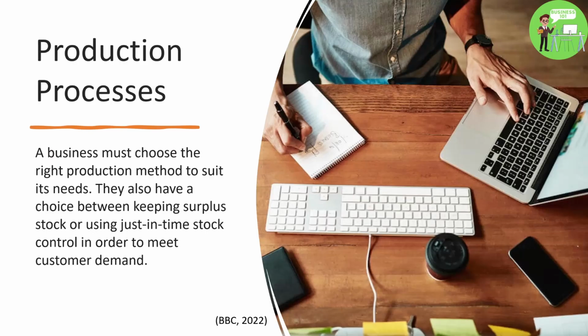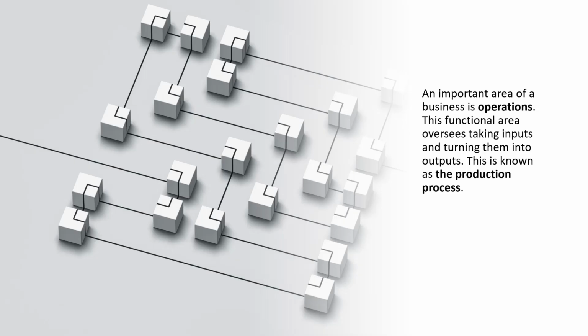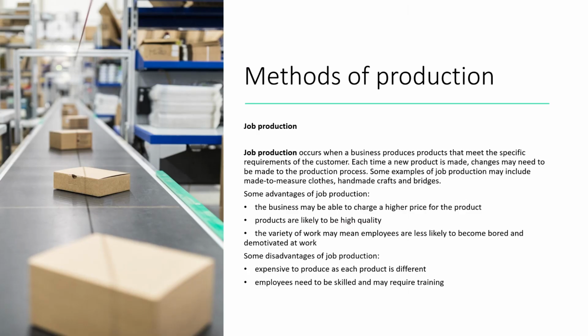Now let's jump in. What is the production process? Well, a business must choose the right production method to suit its needs. They also have a choice between keeping surplus stock or using just-in-time stock control in order to meet customer demand. An important area of a business is operations. This functional area oversees taking inputs and turning them into outputs. This is known as the production process. So let's go over the methods of production now, shall we?